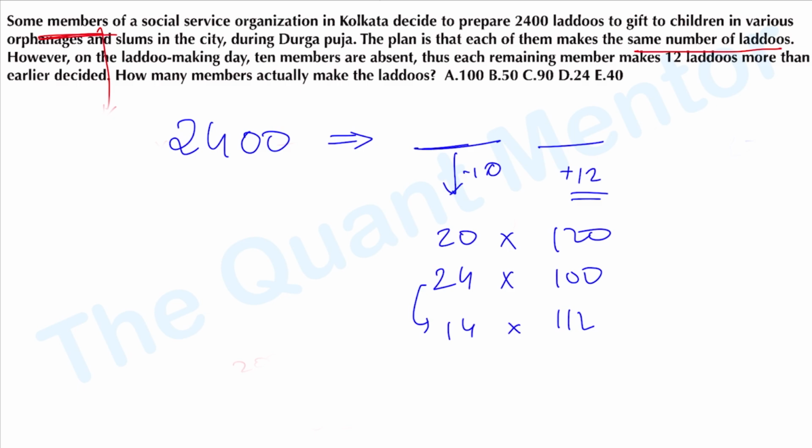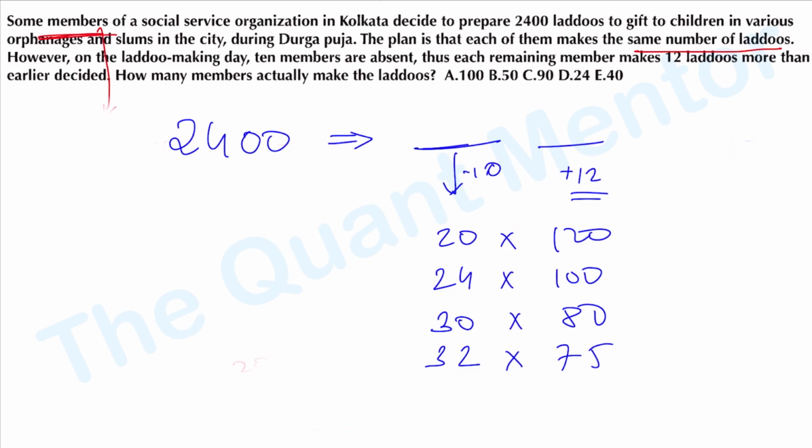So we want higher factors. Let's take the next higher factor, 30. What if I take 30? I get 30 into 80. Naturally, reducing this by 10 would make it 20. Increasing this by 12 will make it 92. The product is not 2400 anymore. Same problem would be with 32 and 75. Okay, exactly same issue. Let's try some higher factors.